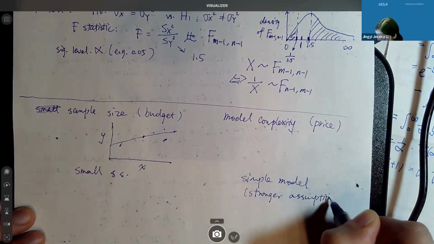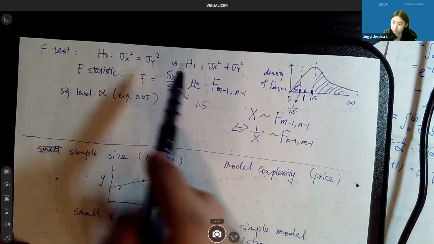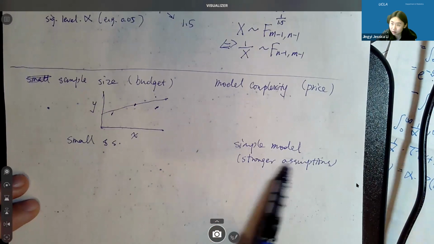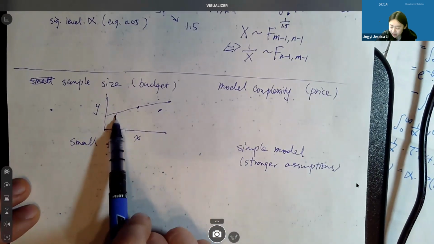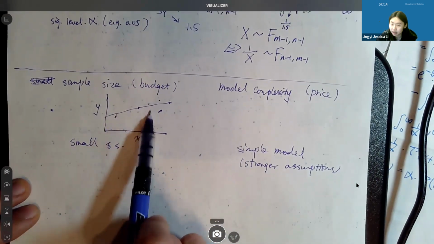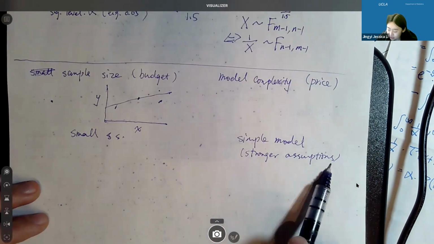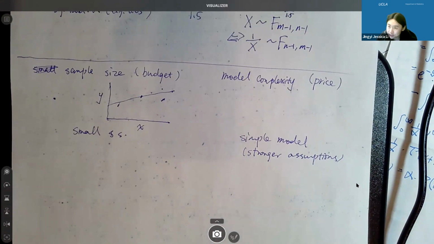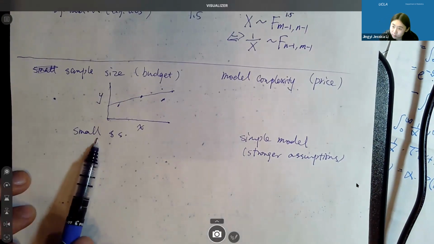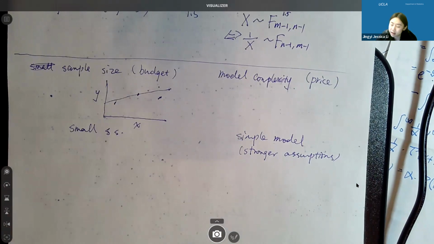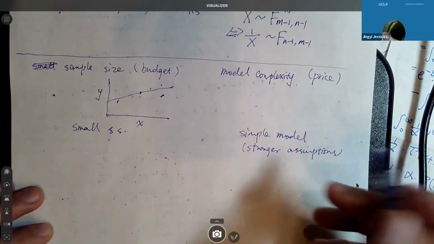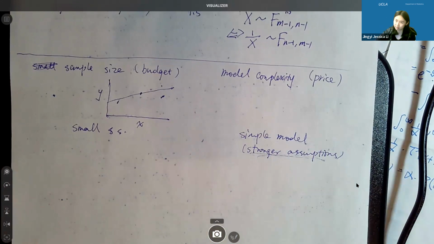So like in our case, the normal assumption, okay? Or like in the linear model case, we assume the errors, the vertical errors, follow a normal distribution. In those cases, the stronger assumptions cannot be checked if your sample size is so small. Because with 3 points, how can you tell whether they are from a normal distribution or not? You cannot, right? So I would say this is a dilemma we cannot ever overcome.